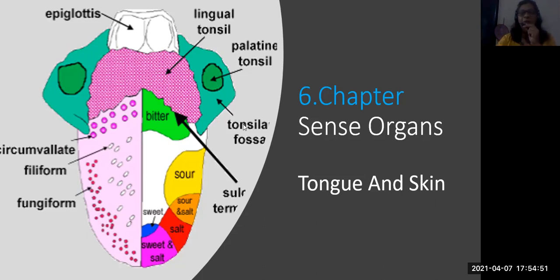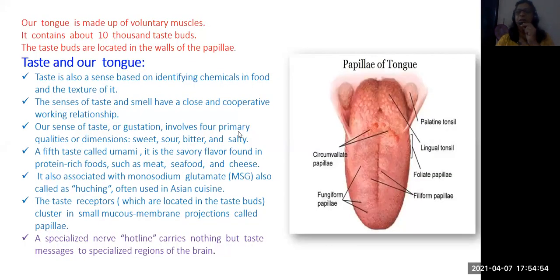Okay. Now we can see the tongue and the papillae. Already we have seen here: this is the foliate papillae, filiform, fungiform, and circumvallate papillae. So these are the four types. Fungiform, circumvallate, already we have seen on the screen what type of taste they can detect or identify, isn't it? And foliate papillae, filiform.